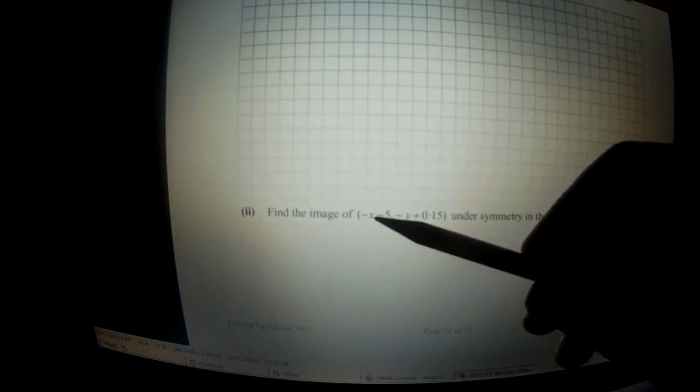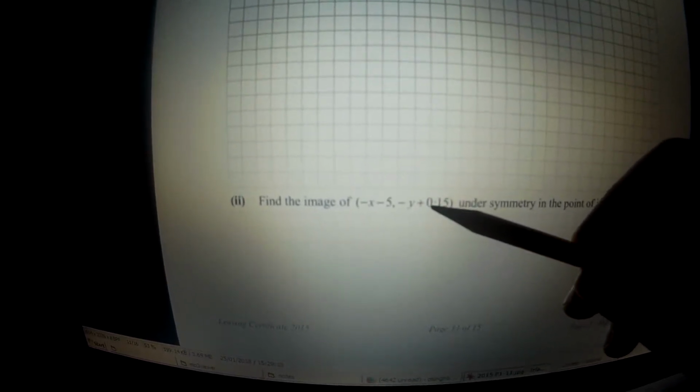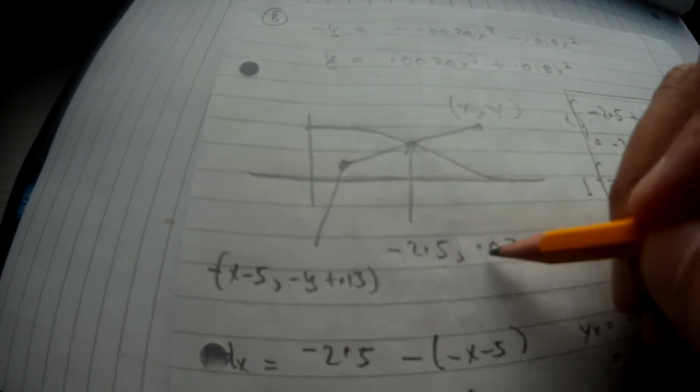Find the image of minus x minus 5 and minus y plus 0.15 under symmetry in the point of inflection, right? So under symmetry on the point of inflection, that's the point of inflection. We worked that out earlier on. That is minus 2.5 and 0.075. That's that point. And we have another point. They're saying that it's minus x minus 5 and minus y plus 0.15. Now you just got to treat them as numbers, though they don't look like it.